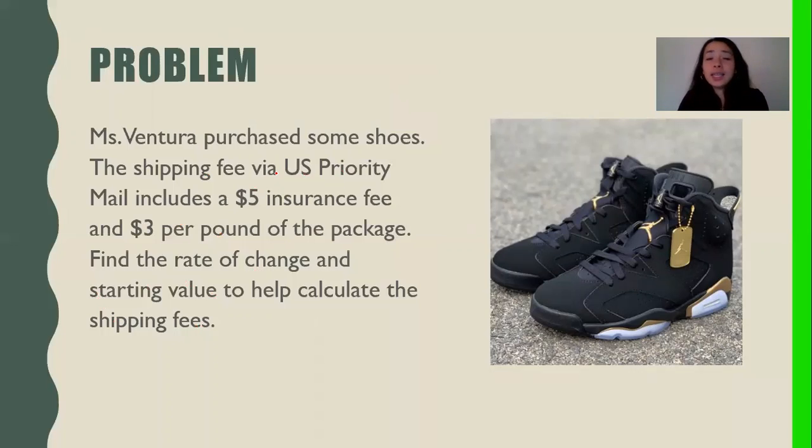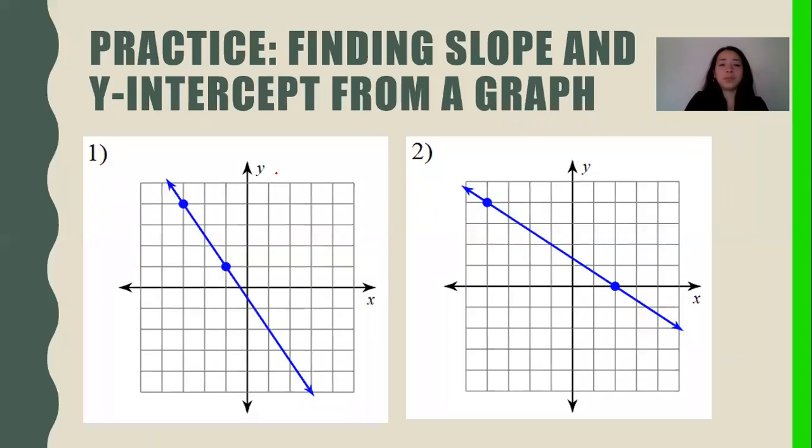So now looking at this, it is a true story. I did purchase some shoes and they do happen to be exactly these shoes. Automatically the system does give me my shipping fee. But in this case, I did want to figure out, if I were to figure out our shipping fees, what would that look like? So we're going to review this problem at the end of the presentation once we have more information on slope and y-intercept. So we're going to practice finding the slope and the y-intercept for a graph.